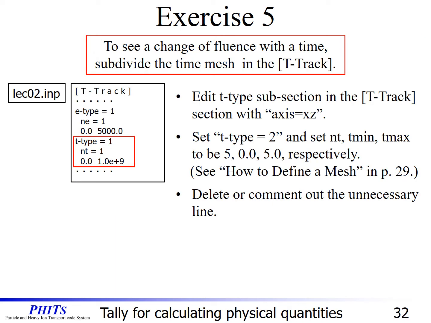Next, let's subdivide the time mesh to see a change of fluence with time. In this exercise, we will edit the T-type subsection in the track tally section with axis equals xz. The procedure is shown here. First, please set t-type equals 2 and set nt, tmin, and tmax parameters so as to divide the time mesh from 0 nanoseconds to 5 nanoseconds into 5 bins. Second, please comment out the unnecessary lines for t-type equals 2. After that, please execute PHITS and check the result.